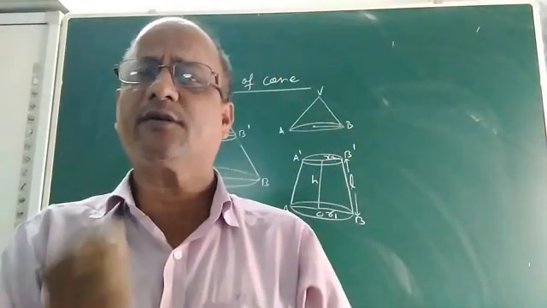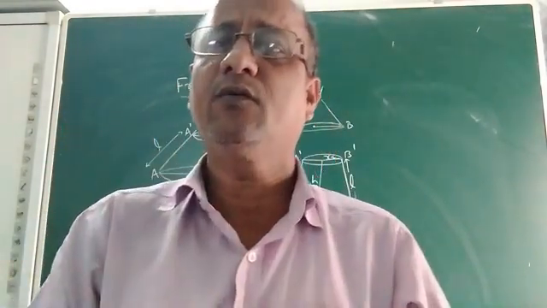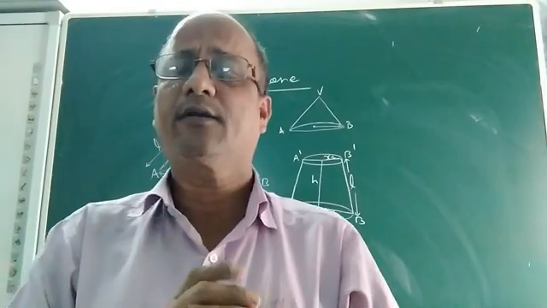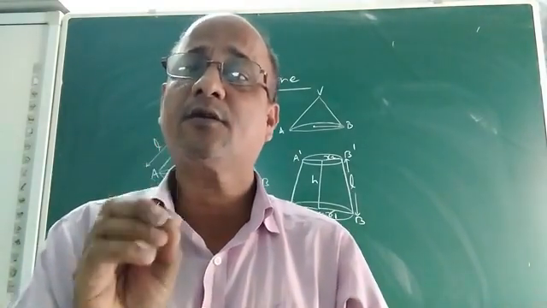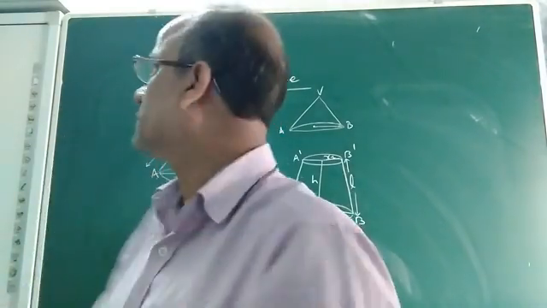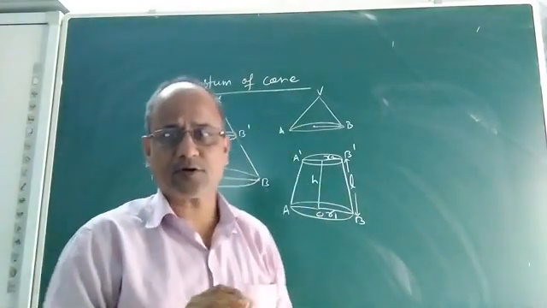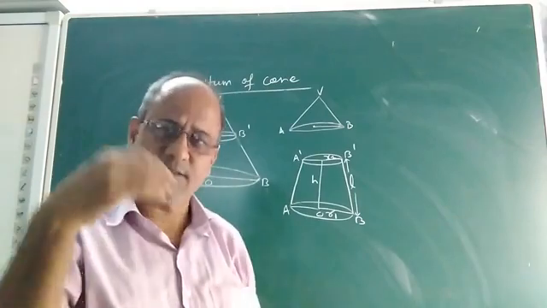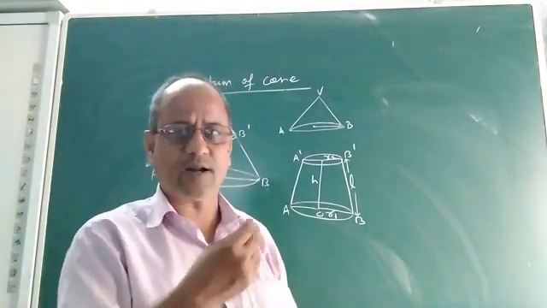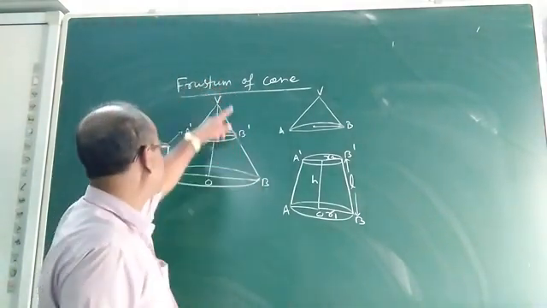Today we are going to discuss another important solid which we have never read so far. What is that? It is the frustum of a cone. So what is meant by frustum of a cone? Let us first understand. Then we will discuss how to find its surface area and volume. See, look at the figure.